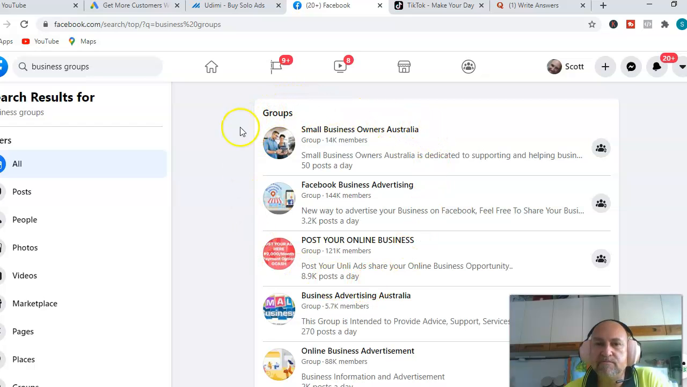Then you can also approach people, friend them and all that sort of stuff, and it just allows you to start a conversation going and find out what it is that they need.